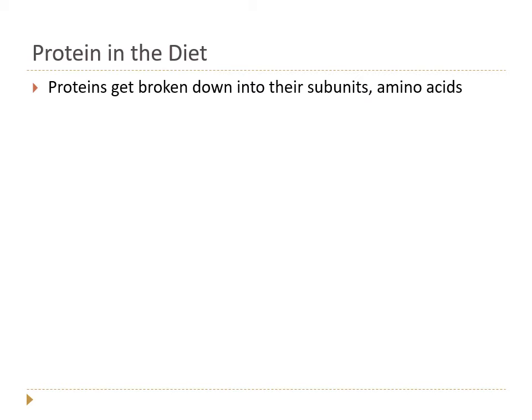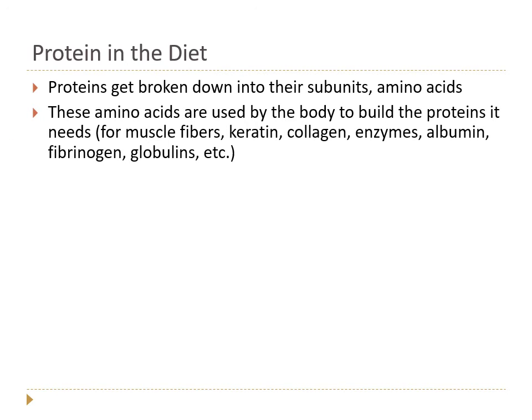So every protein that we eat, we're going to break it down, we're going to digest it with our pepsin from the stomach, our trypsin and other enzymes from the pancreas, brush border enzymes as well. We're going to break those proteins all the way down into their amino acid subunits. So then we're going to use those amino acids to build our own proteins, right?